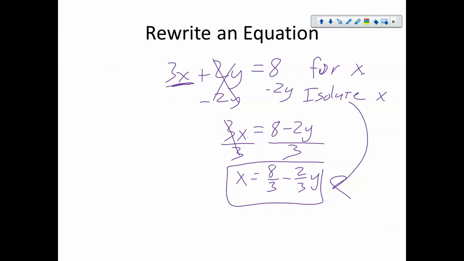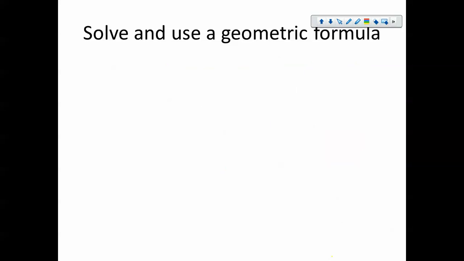I've gotten the x by itself on one side of the equation, and I have everything else on the other side of the equation. I have isolated x. Let's do one more example. We have a equals 1/2 bh. You might notice that this is that area of a triangle that we talked about earlier.